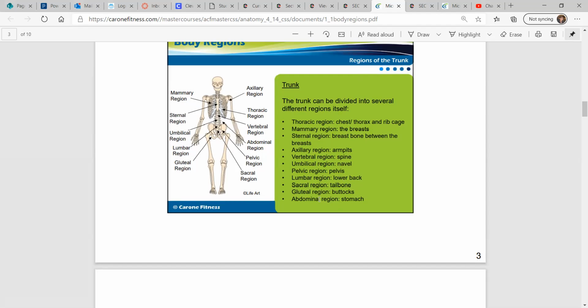The pelvic region, your pelvis, in that hip area. Lumbar region, that's your very lower back. Sacral region, that is your tailbone, back there. Gluteal region, your butt. Abdominal region, your stomach.